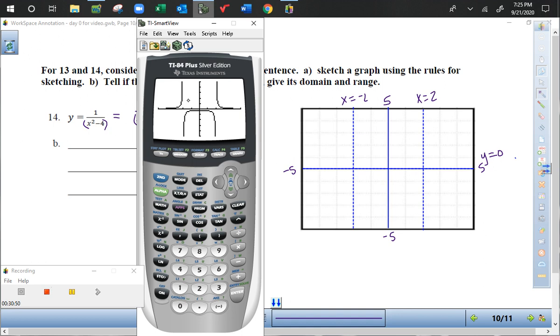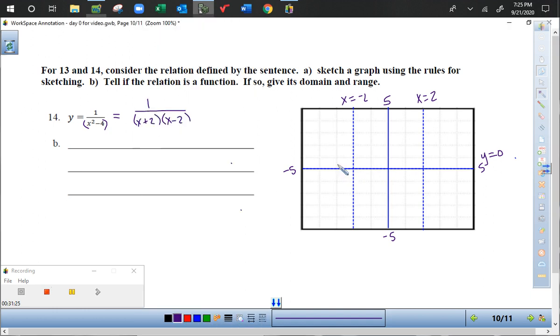So all we have to do is pick any point that's to the left of this asymptote. I'm going to trace -3 and see if it comes out nicely. Okay, -3.2, that's pretty nice. Okay, so I'm going to plot that one. So -3.2 is about here.